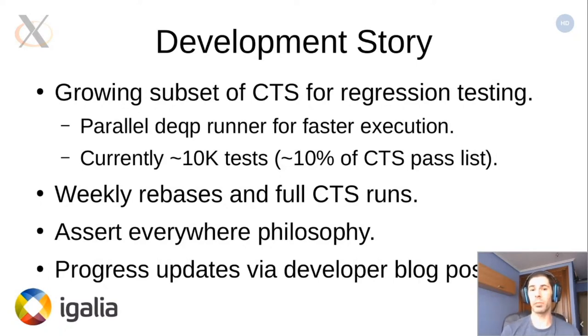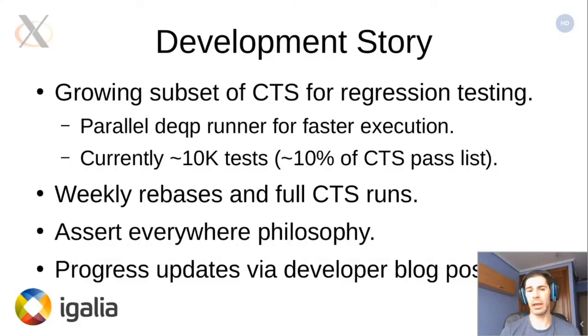So we use a parallel DQP runner for this because it allows us to run multiple tests in parallel, as you probably know. And the other thing that we did is that, as we were growing our feature set, we would select a subset of the CTS tests that we were passing with each new feature development that we added to the driver. And just select a subset that we thought was meaningful to check for regressions, but at the same time, that it wasn't too large to have a huge execution penalty.